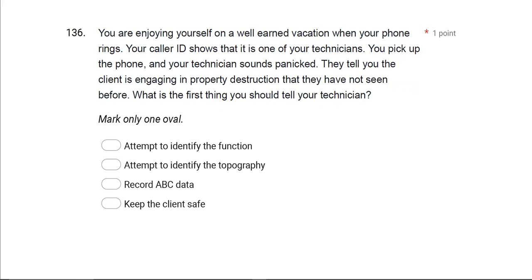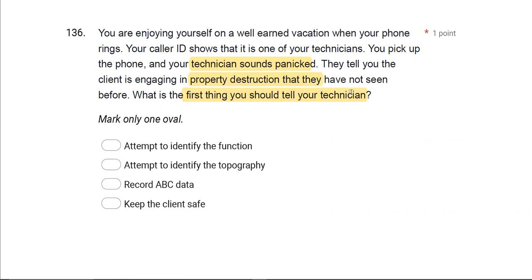Part of being a behavior analyst, right? Training, working through situations like this. Now, you're on vacation, you decide to pick up, your technician's panicked, okay? There's a situation going on where there's property destruction they've not seen before. What's the first thing you're going to tell your technician? What is the very first thing you would tell your technician in a situation where property destruction is occurring?